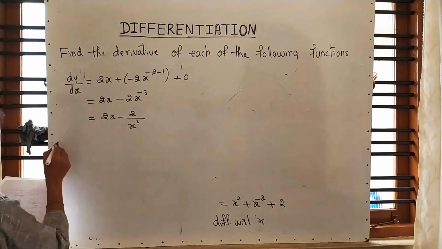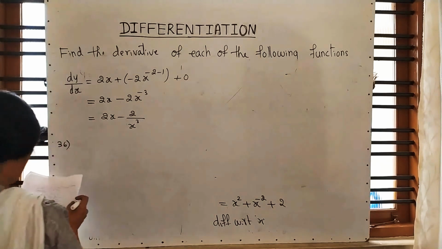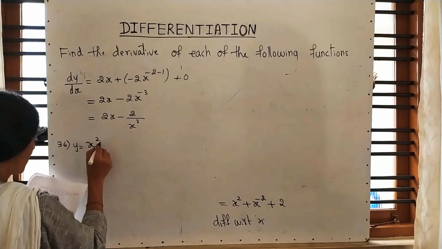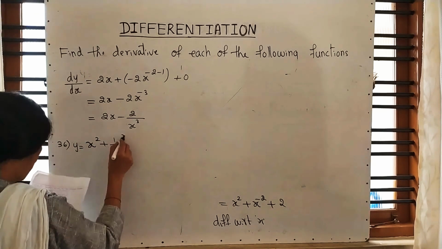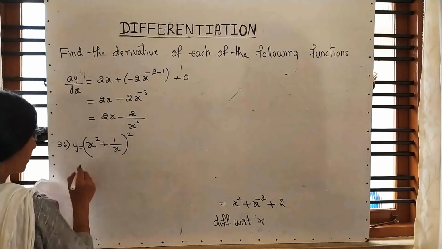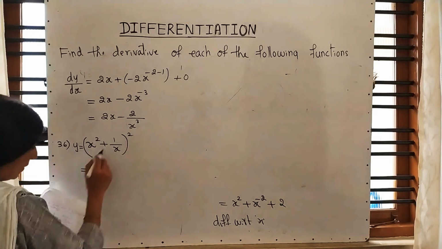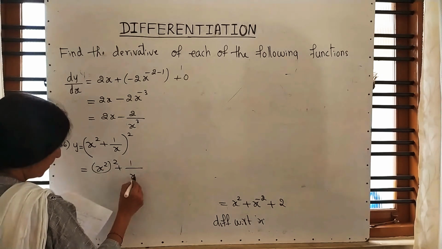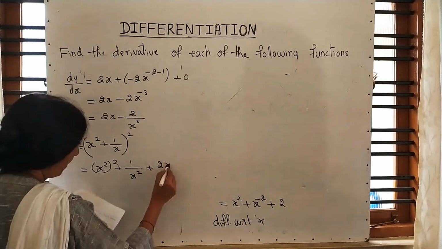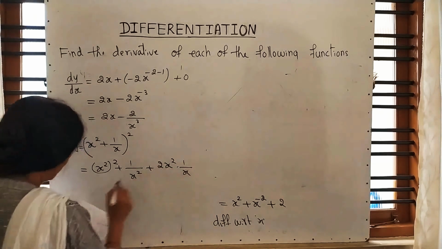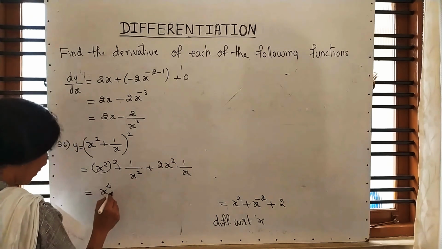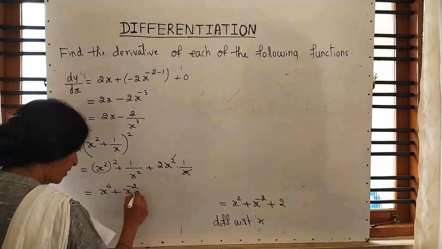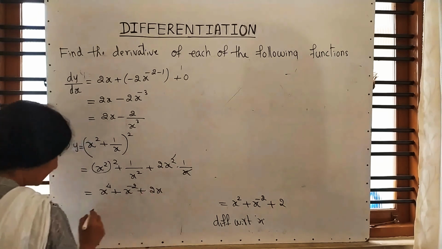This is question number 35. Moving to next question 36. (x square plus 1 upon x) whole square. So here also apply (a plus b) whole square. (x square) whole square, first simplify. x to the power 4, and this I took in the numerator. 1x is cancelled with this 2x.